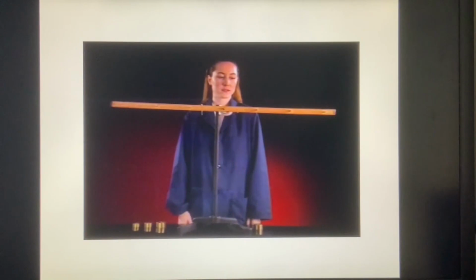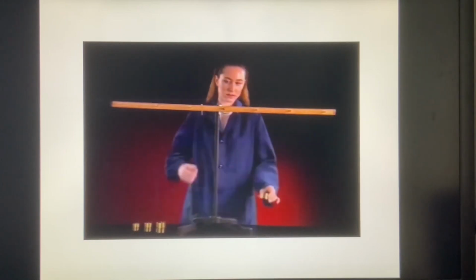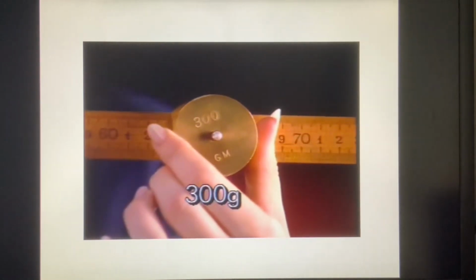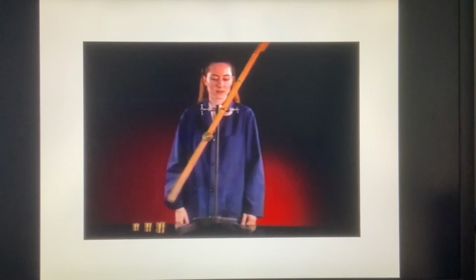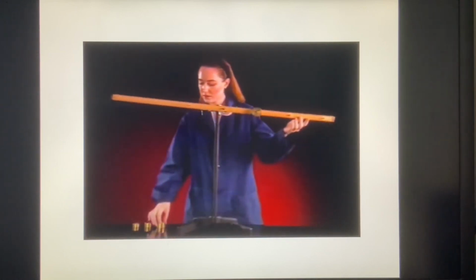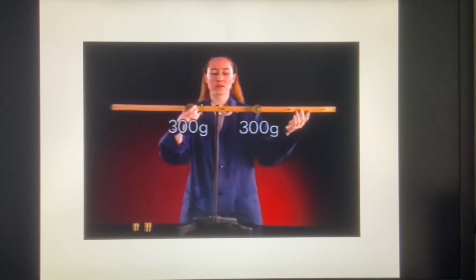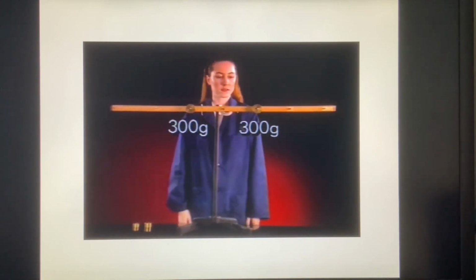This meter stick is free to rotate on a pivot point at its center. Pegs at 3 different distances from the center can hold masses of either 100, 150, or 300 grams. If we put a 300-gram mass on this first peg, the stick becomes unbalanced. We can rebalance the stick by placing another 300-gram mass on the corresponding peg on the other side.